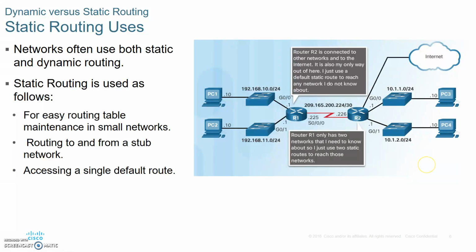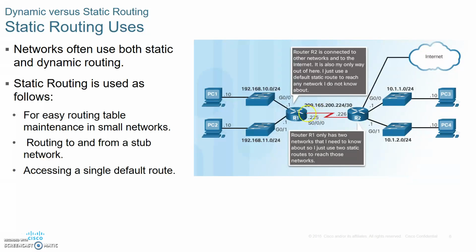In the earlier chapter, we looked at static route and how we normally configure and use static route. So in a network, usually we have both static route and dynamic route working together. Static route is normally used when your network is small, like for example, if you want to route packet to and from a stub network.